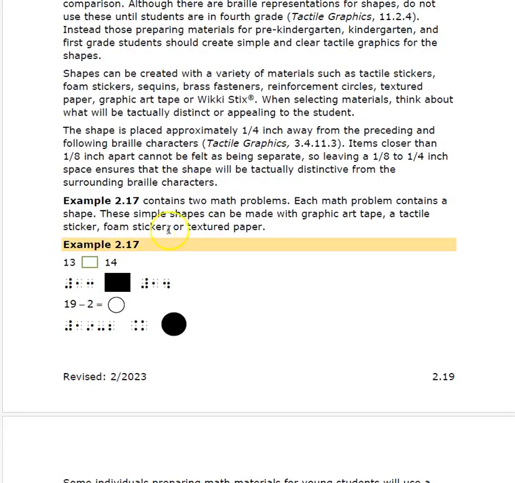Shapes used as omissions. Seriously, they say you should go ahead and use some wikki stix or graphic art tape, tactile sticker, foam sticker, textured paper. If you've got the time and the energy and the materials to do that, go for it. Otherwise, use a full cell. Unless you're a transcriber for a book. If you are transcribing a book, ignore my comment.